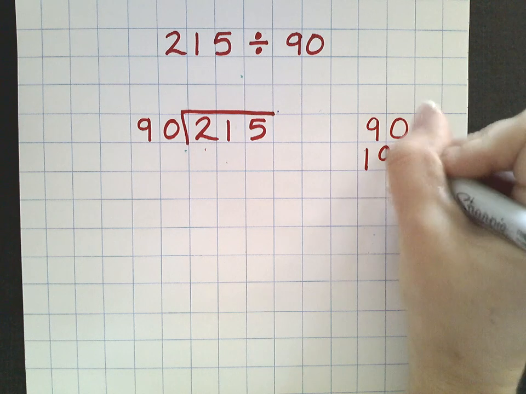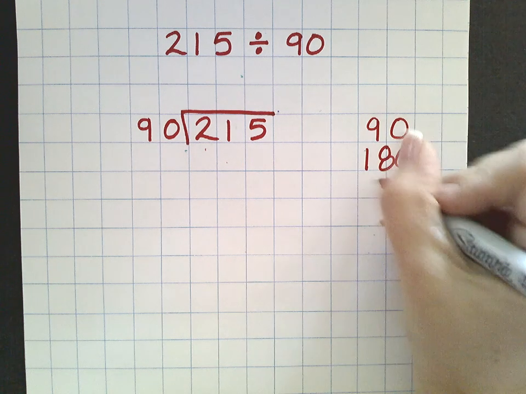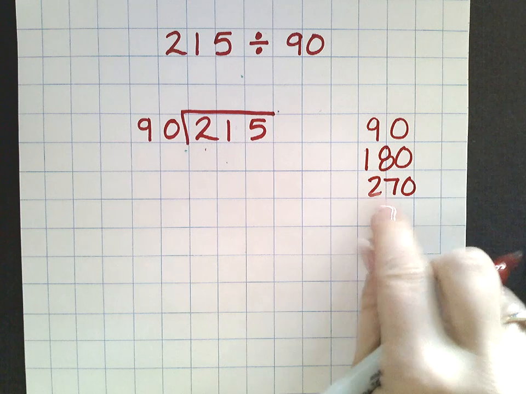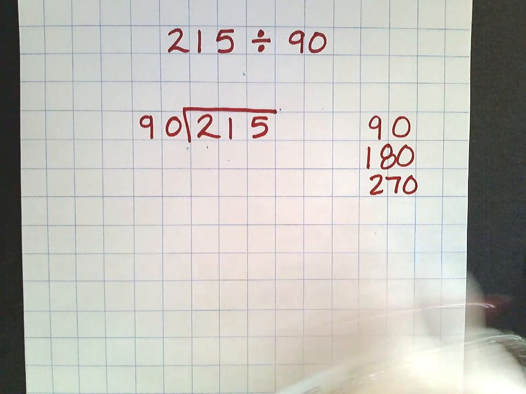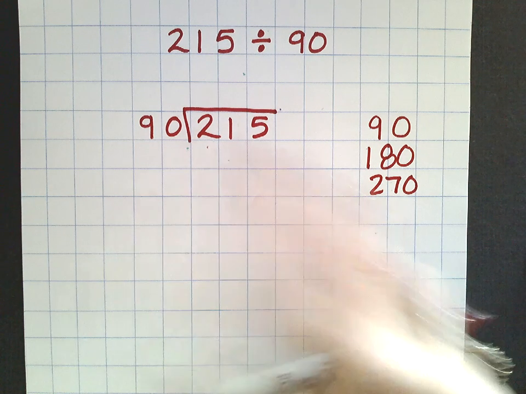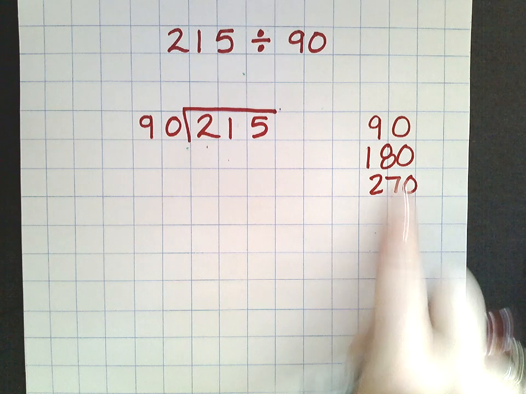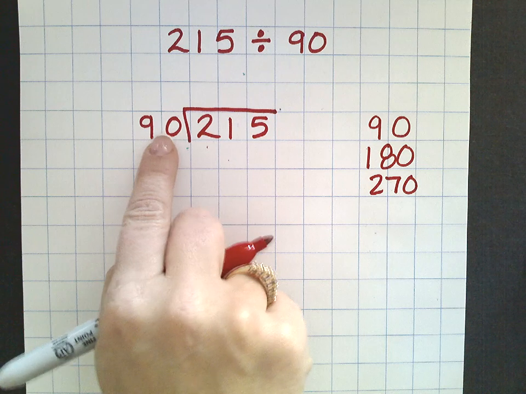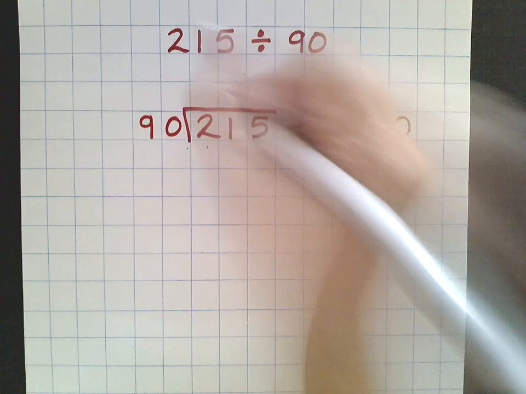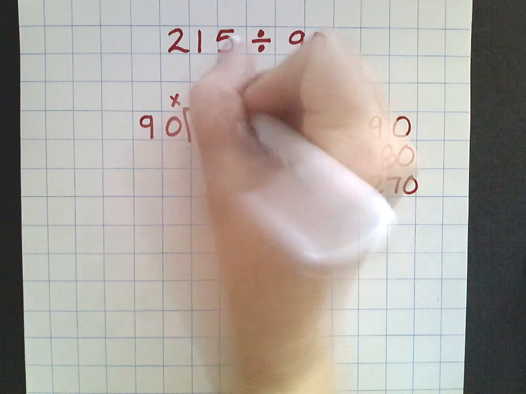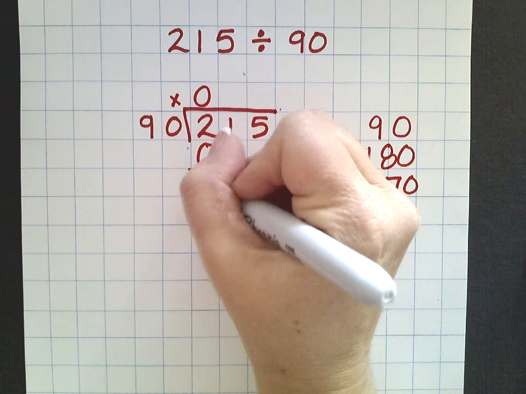90, 180, because that would be 9 times 18. 270, so it's 27. So if you notice, I'm already above. So I'm going to stop there with listing mine out because none of those other numbers would work. So we're going to start. 90, can it go into 2? Nope, that'd be 0 times. 0 times 90 is 0.